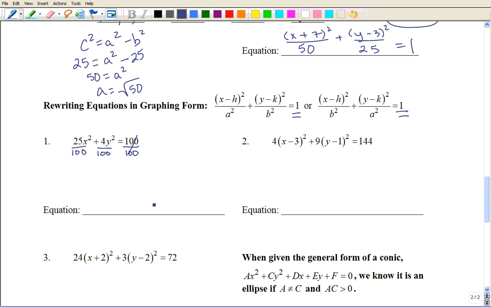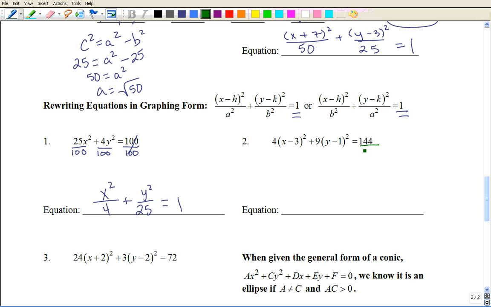So 100 divided by 100 is 1. 25 over 100 is the same thing as 1 over 4. So I have x squared over 4. 4 over 100 is the same thing as 1, so y squared over 25. See? Not bad.